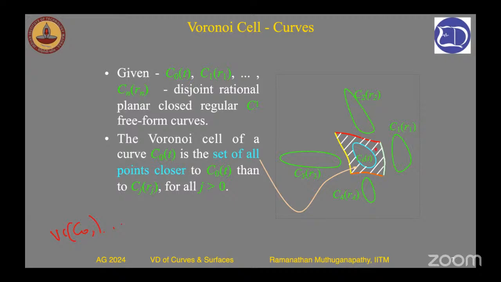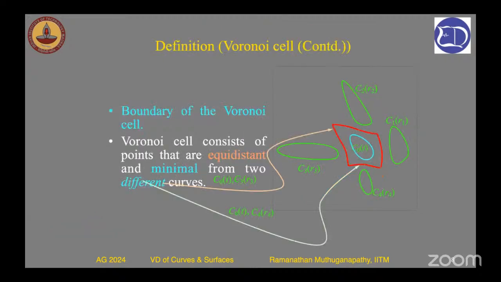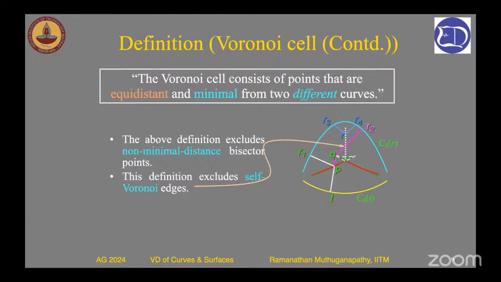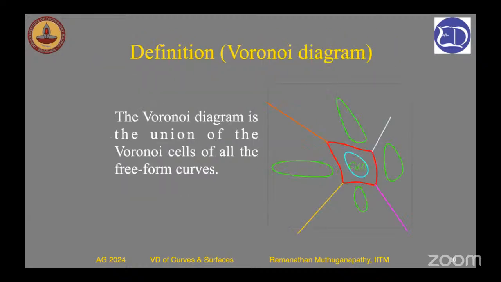So if you keep on doing this for all the others, you can observe in red that these are the boundaries of the Voronoi cell. And if you continue for other curves, you will actually get what is called the Voronoi diagram, as you can see in this picture.